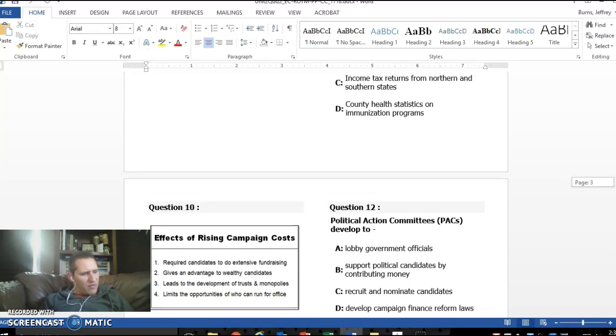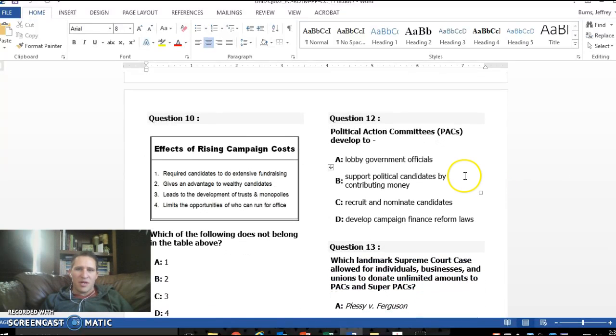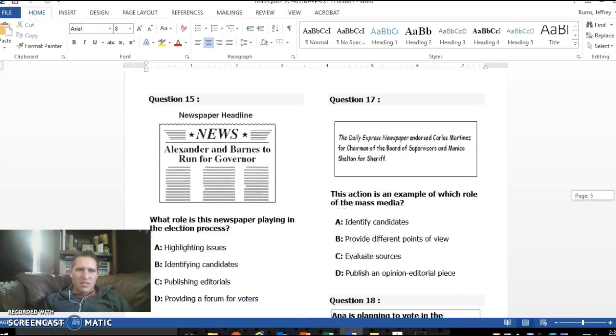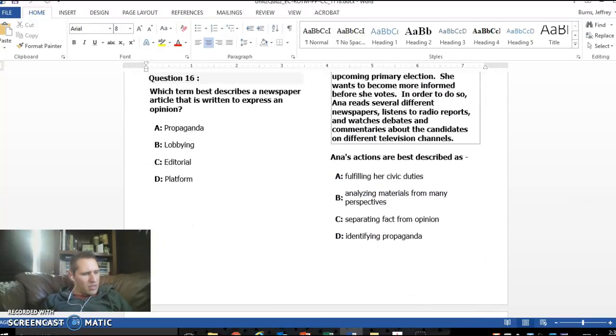All right, number 12. Only one class struggled with this one, but whenever you see political action committees, you need to think contributing money. Lobbying is more of an interest group, but when they're contributing money, it's a PAC or a super PAC. So that's B. All right, 16. Let's scroll down here. Only one class struggled with this one. Straight up vocab. Which term best describes a newspaper article written to express an opinion as an editorial or an op-ed piece? Opinion editorial. Okay, C.